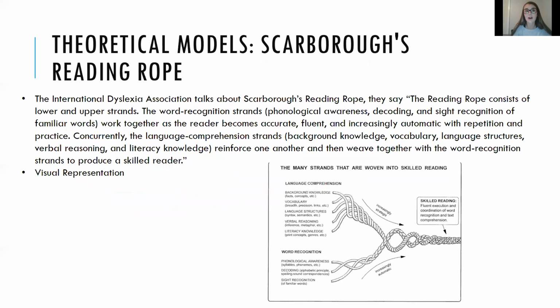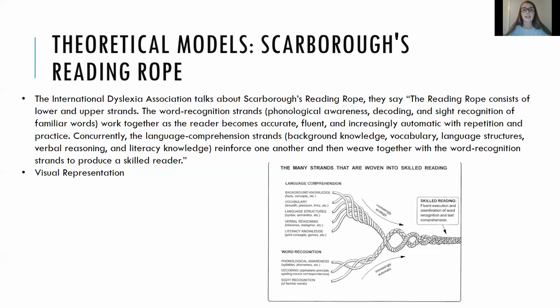Okay, so we have Scarborough's reading rope. Personally, I love this one. This is my favorite. The International Dyslexia Association talks about Scarborough's reading rope. They say the reading rope consists of lower and upper strands. Okay, so we're going to have those two strands. The word recognition strands, phonological awareness. It's going to be decoding and sight recognition of familiar words. Okay, they're going to work together as the reader becomes accurate, fluent, and increasingly automatic with repetition and practice.